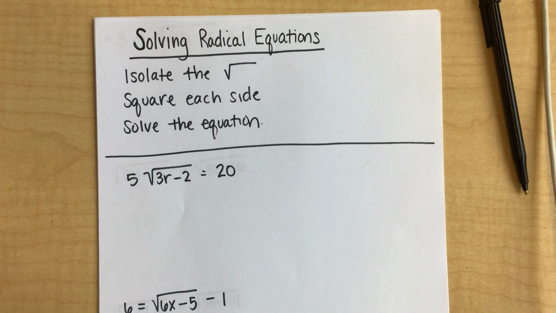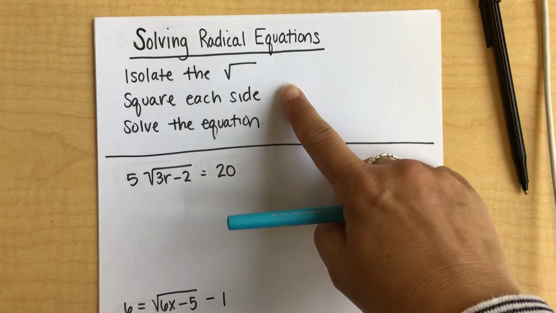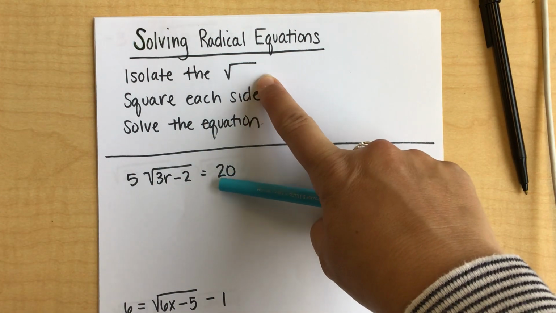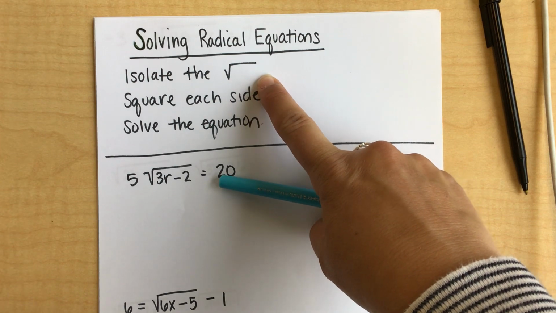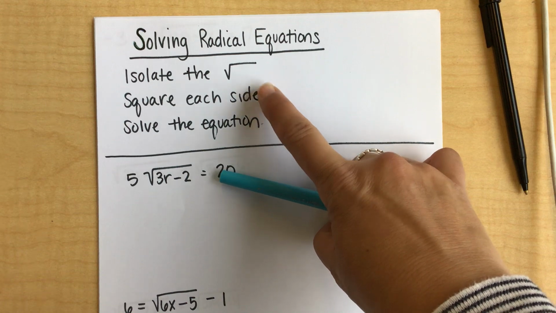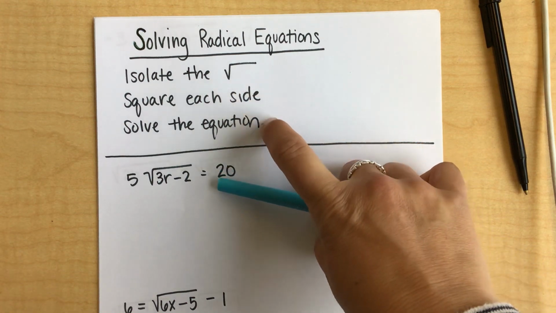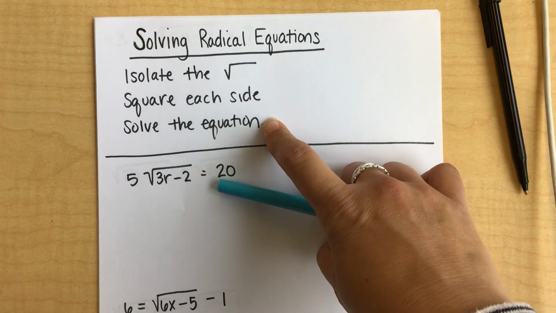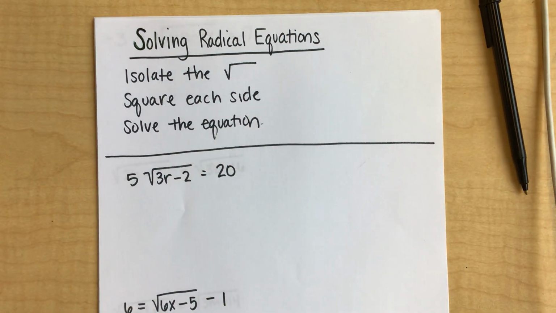All right, so solving radical equations. Here are our 3 steps. First we want to isolate the radical, meaning get it all by itself on one side of the equal sign. Then we square each side in order to get rid of the radical, and then you just solve the basic equation. Okay, so I think it's easier if I go through examples.